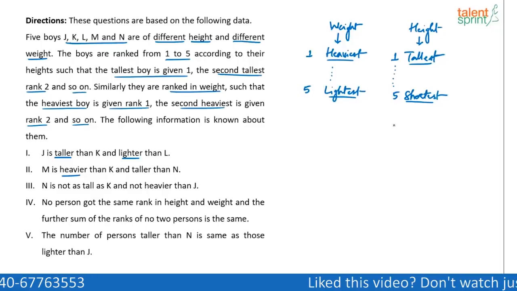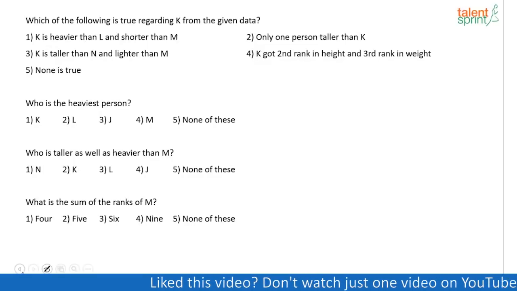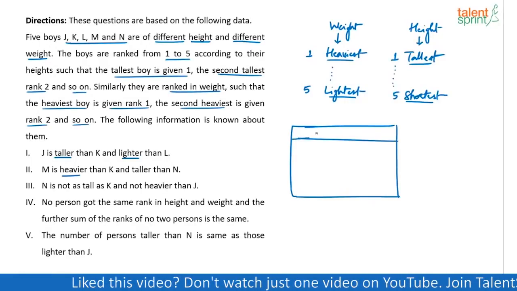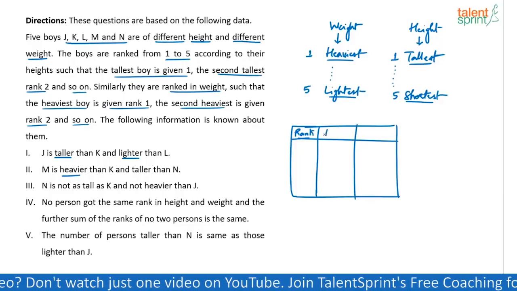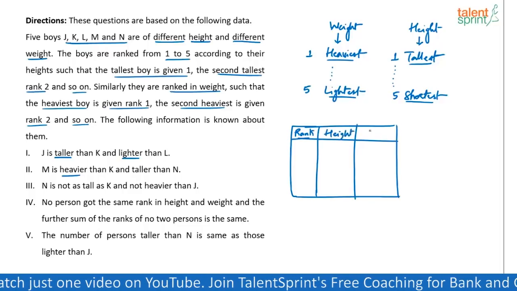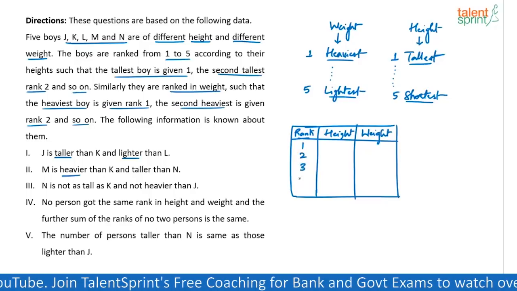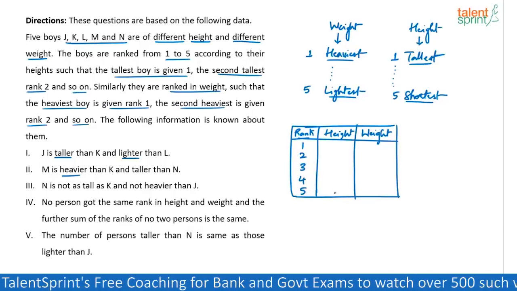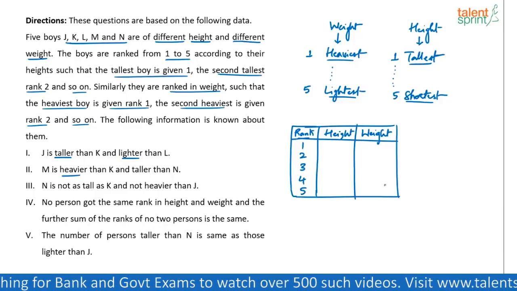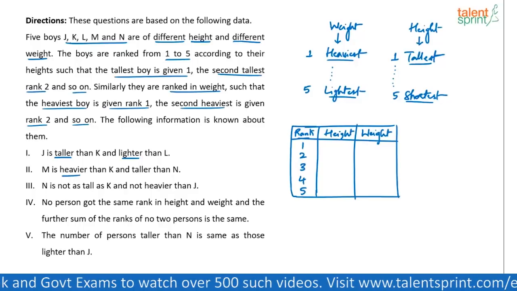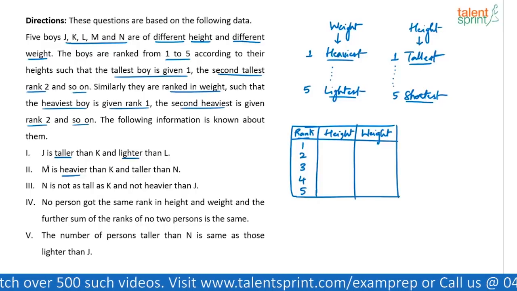So let's make a table here. And we'll have 3 columns here. This is the rank column. Here's the height column. And this is the weight column. Let's say rank 1, 2, 3, 4, 5. So we'll have to arrange them based on their heights here and based on their weights. Remember, the tallest guy will come here, heaviest guy will come here, shortest guy and lightest guy. Now let us make the representations in terms of inequalities for the given statements.